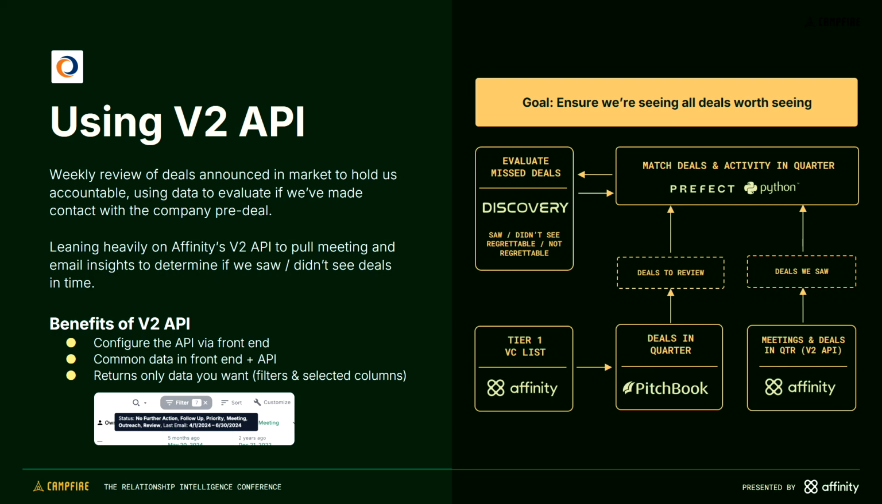So we have a process where once a week we're looking at all deals done by certain VCs that we look up to, and for any of the deals that are in the area of investment that we're interested in, we pipe it through the system where we get in front of the investors and we're like, hey, is this regrettable or not regrettable? And if so, why didn't we see it? Should we reach out?